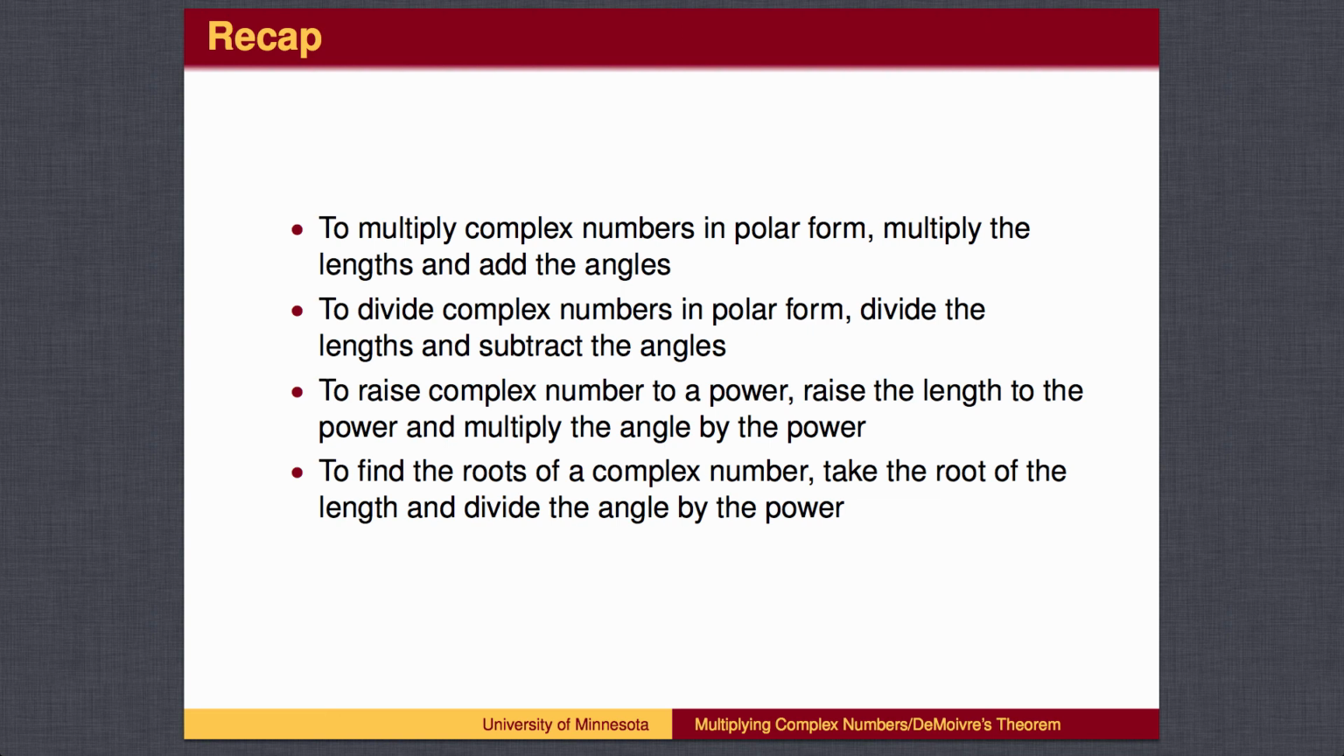To recap, to multiply complex numbers in polar form, multiply the lengths and add the angles. To divide complex numbers in polar form, divide the lengths and subtract the angles. To raise a complex number to a power, raise the length to the power and multiply the angle by the power. To find the roots of a complex number, take the root of the length and divide the angle by the root. Recall that when finding the nth roots, you should get n answers by writing the original angle n times by adding full circles.